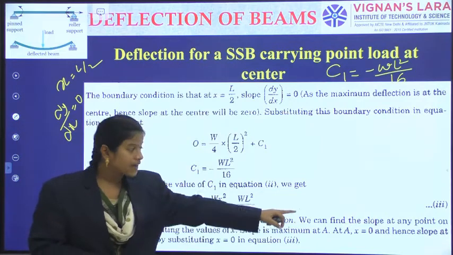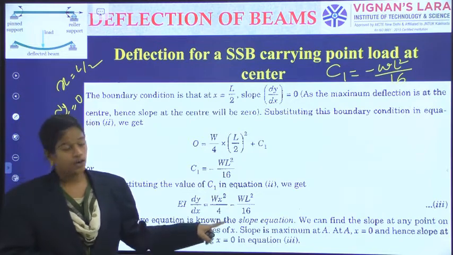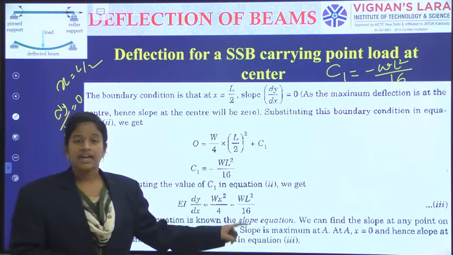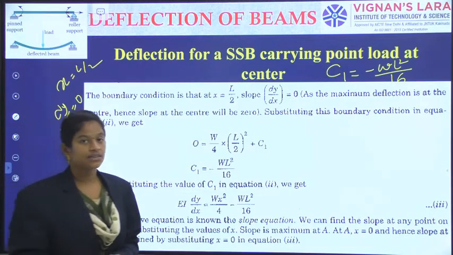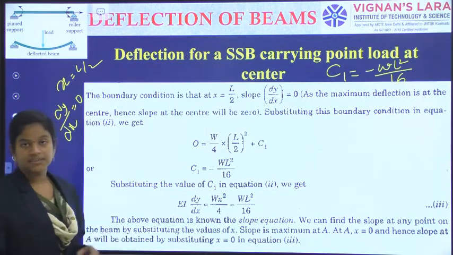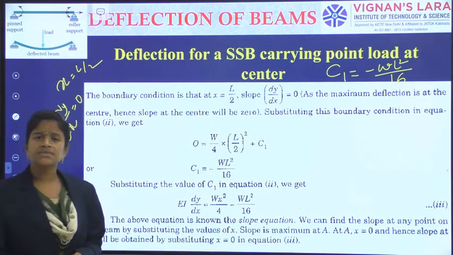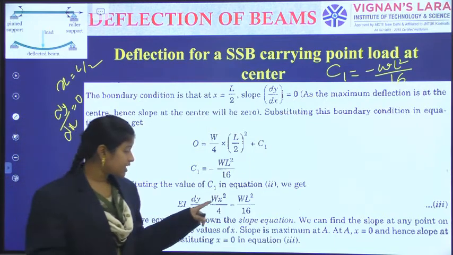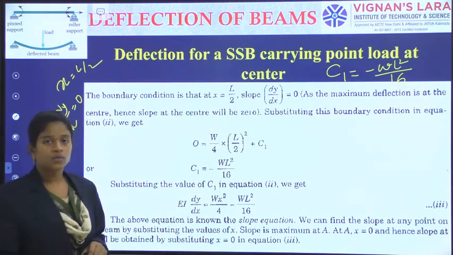We can find the slope at any point on the beam by substituting the value of x in the equation. The slope is maximum at A, which is x is equal to 0, and also it is maximum at B, which is x is equal to L. Why is it maximum at A? Because from the equation, x is equal to 0, the dy by dx will come, and that too in the negative manner. What is it indicating?